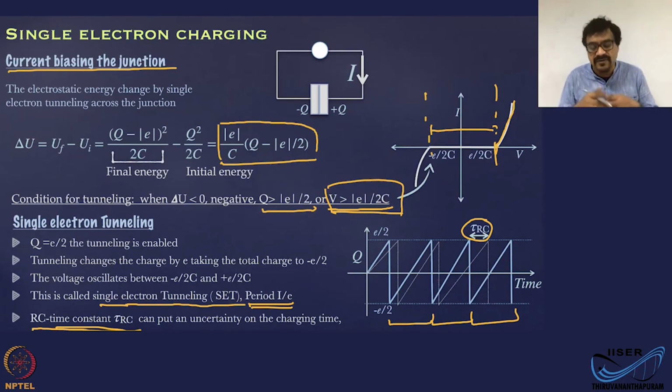And what we found is this tunneling process through the junction happens one by one. Electrons tunnel through this tunnel junction one by one, which is going to set up an oscillation in the charge and also the voltage across the junction. Okay, and these are called single electron tunneling oscillations. All right.